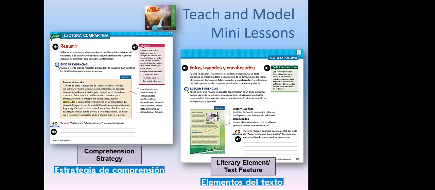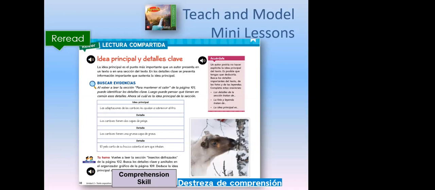And the third one that you're going to find during the rereading es una de destreza de comprensión or your comprehension skill. In this instance, the comprehension skill is idea principal y detalles claves, main idea and key details. All the lessons here are formulated in the gradual release of responsibility. So this first part is you teaching the students what is una idea principal y qué es un detalle clave. Second part is in the we do, is you teaching the students, hey, ¿cuáles fueron esos detalles clave que me llegaron a la idea principal? So what were those key details that led me to that main idea?